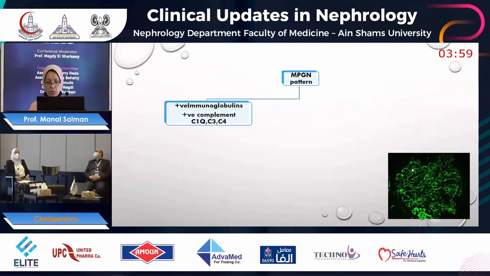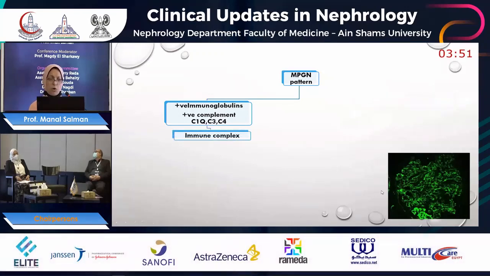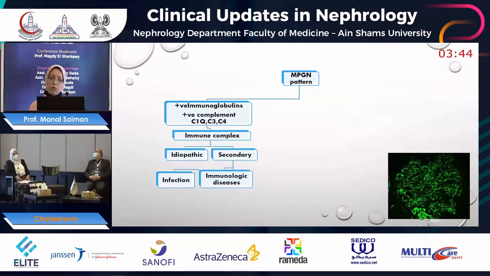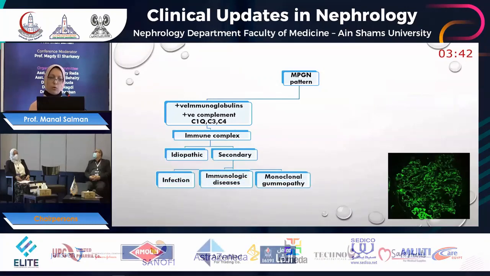الاميونوفلوريسنس هيعمل لي more classification. لو لقيت positive immunoglobulins all complement components are positive زي كده، زي المنظر ده في كل حاجه، so it is immune complex membranoproliferative، ودي ممكن تبقى idiopathic او secondary to infection or immunologic disease or monoclonal gammopathy.